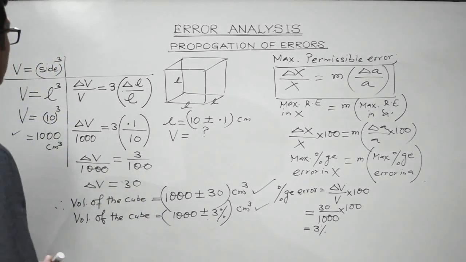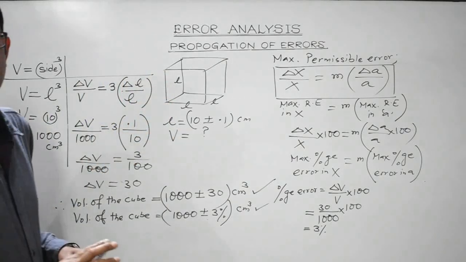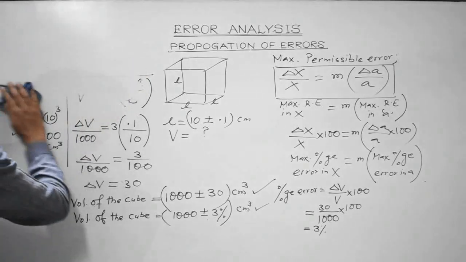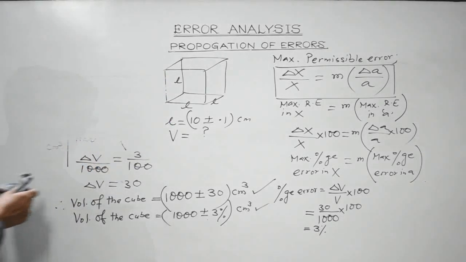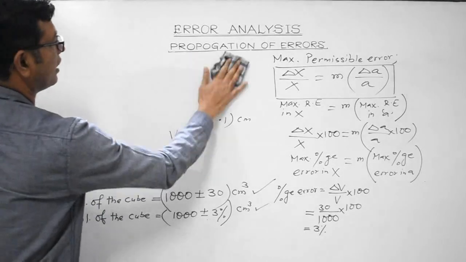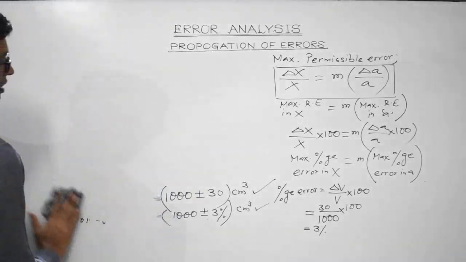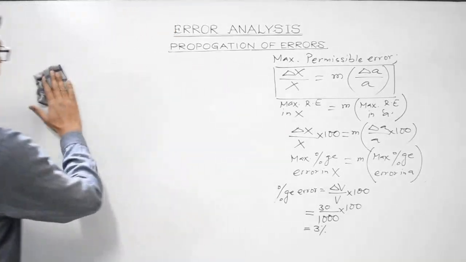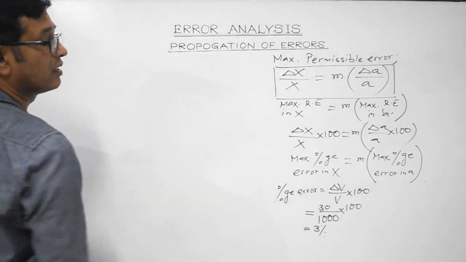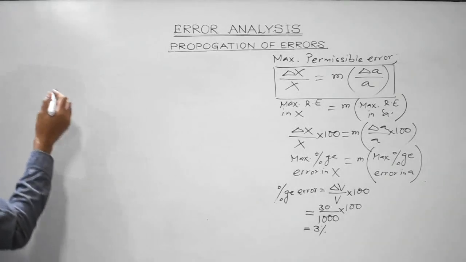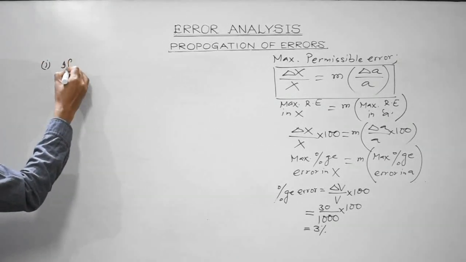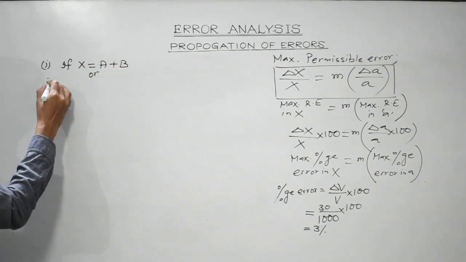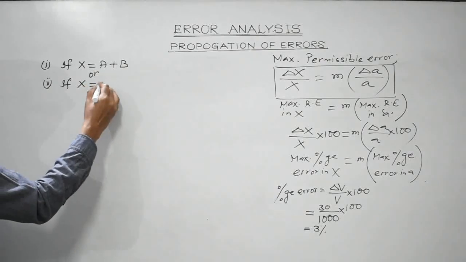So students, I hope this article is pretty clear. So what's the conclusion? Basically, again I repeat, in case of addition or subtraction, the maximum absolute error in the result is given by the sum of the maximum absolute errors in the individual measurements. That is, look, first case, if x equals a plus b, or if x is equal to a minus b.